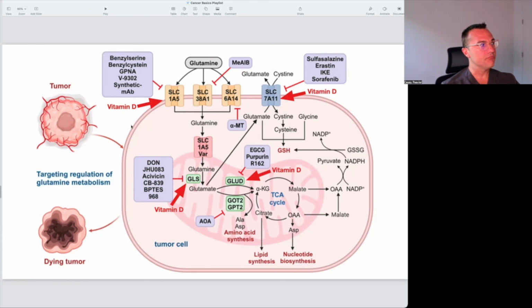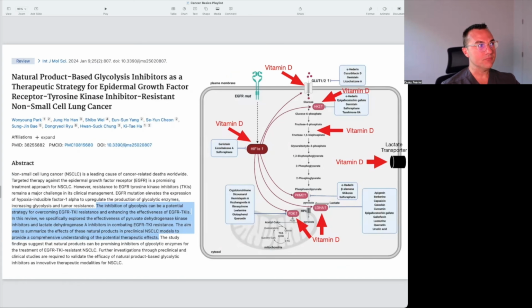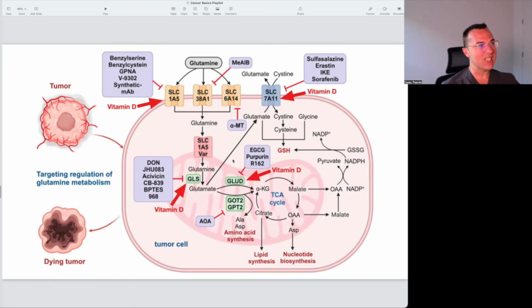So you can see here that not only is vitamin D, and this is just the active vitamin D, there could be other off-target effects from these vitamin D3 and 3-hydroxy derivatives, which are understudied. But this is the activated calcitriol molecule, vitamin D, 1,25-hydroxyvitamin D. So we see how it's collapsing glucose metabolism. We see how it's collapsing glutamine metabolism, as well as the ability for the cancer cell to make glutathione through this SLC7A11, also known as xCT.